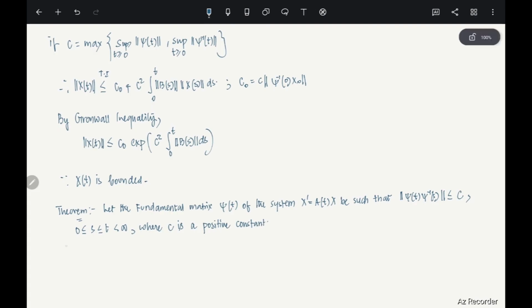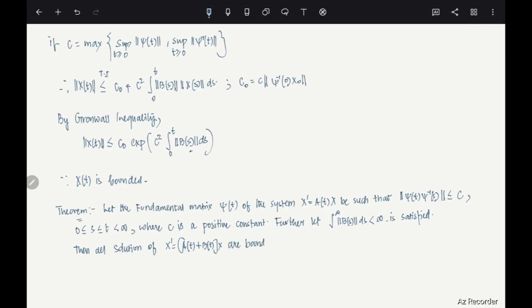Now further, let the other condition, the infinity norm of b of s, ds, be finite, that condition which we used last class. So this part is satisfied. Then all solutions of x prime equals A plus b of t times x are bounded in 0 to infinity. And what is the condition provided?